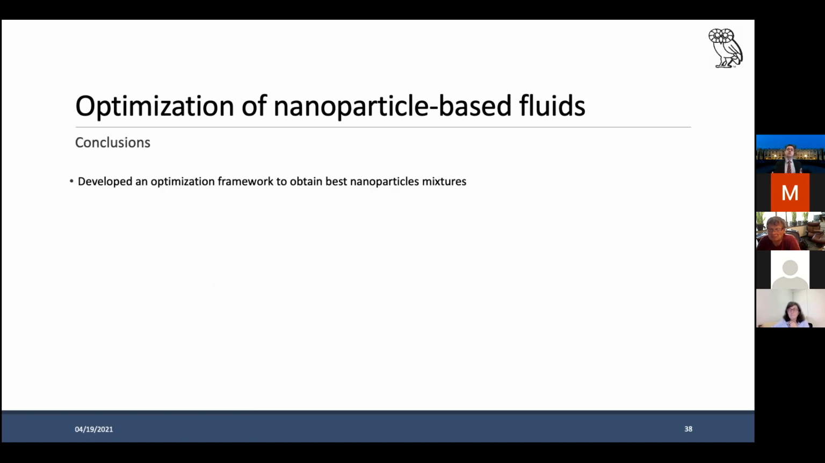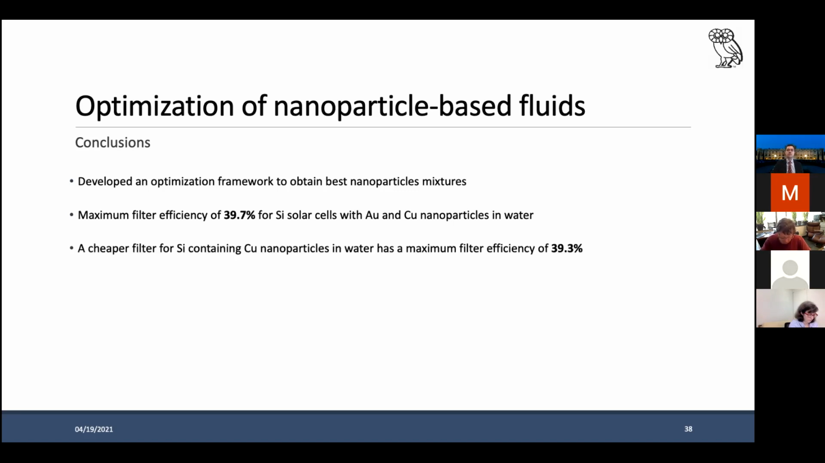In summary, in this work, we developed an optimization framework for CPVT systems using nanofluids that is flexible to the type of solar cell. A maximum efficiency of 39.7% was obtained for silicon solar cells containing gold and copper nanoparticles in water. We also obtained a filter for silicon that excludes gold and silver with a maximum efficiency of 39.3%. The best filter for gallium arsenide cells was composed of silver and ITO nanoparticles in water with an efficiency of 35.9%.